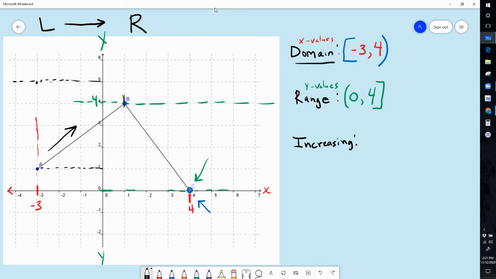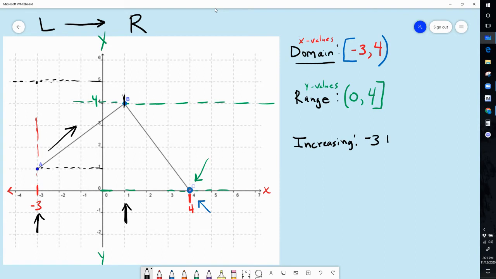And it stops right here at the peak, right? So what x values is that happening at? Well, I start here, and then I end here. And so what are those x values? I'm increasing from -3.